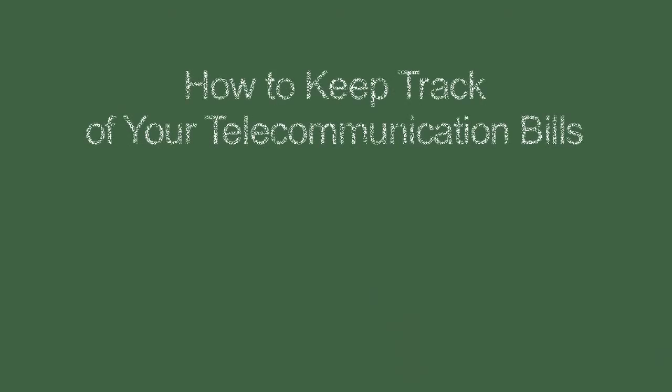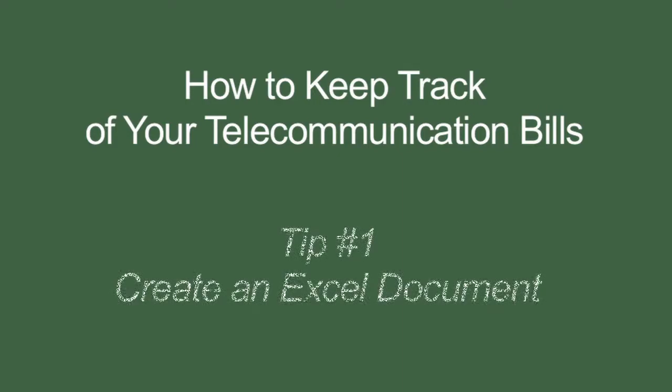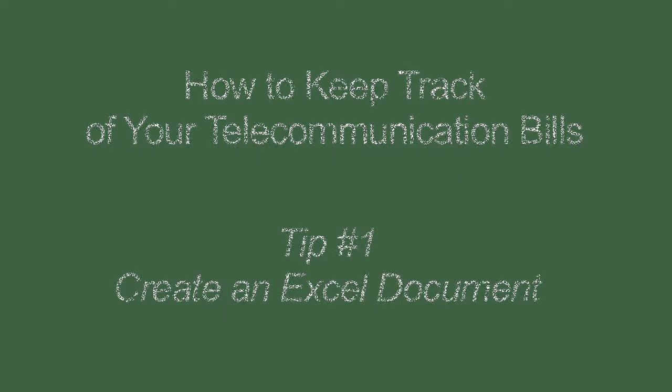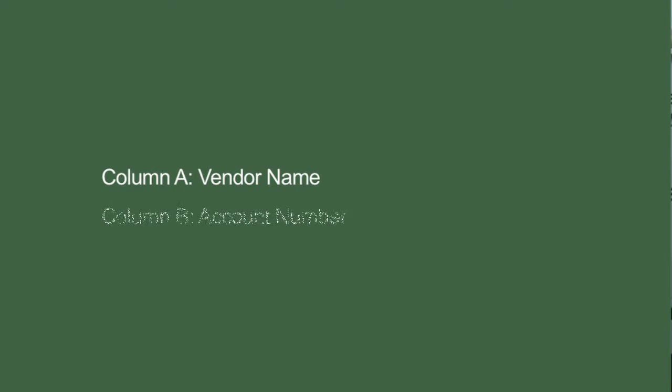Part of what I've been asked to do today is to give some tips to small businesses, or businesses of any kind really, that maybe don't have their arms around their telecom bills. I'm a big believer in Excel documents, so I'm going to suggest an Excel document that would have just 7 columns. Start with the vendor name in column A, the account number in column B, and the current charges in column C.